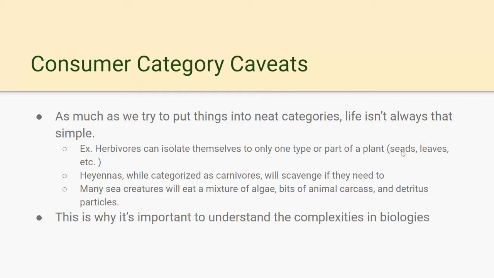Another little caveat is that hyenas, while mostly categorized as carnivores, can scavenge as well if they need to. So if they can't find anything to kill and eat, they will just eat whatever is laying around. Also, many sea creatures will eat a mixture of algae, bits of animal carcass, and detritus particles, just whatever's around. So, this is why it's important to understand that sometimes everything isn't as simple as it seems. That biology is a lot more complex than we give it credit for.